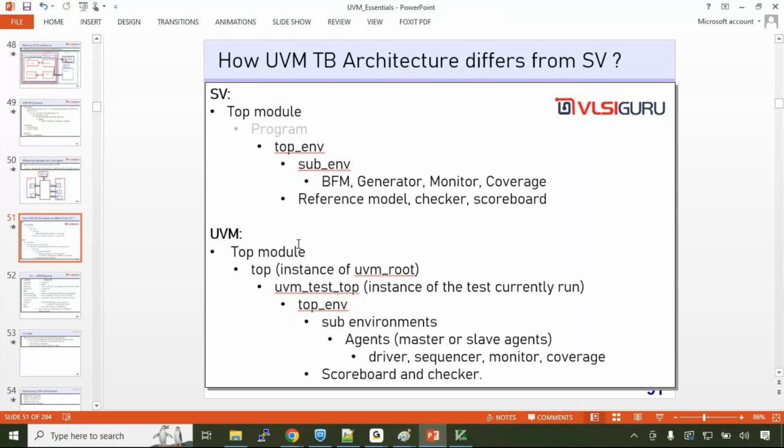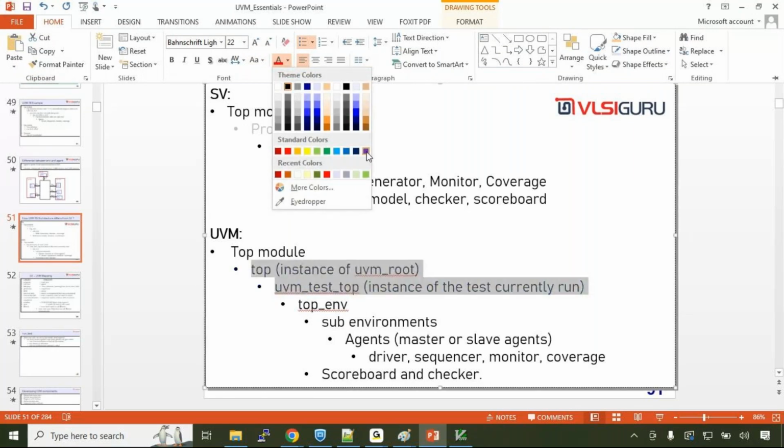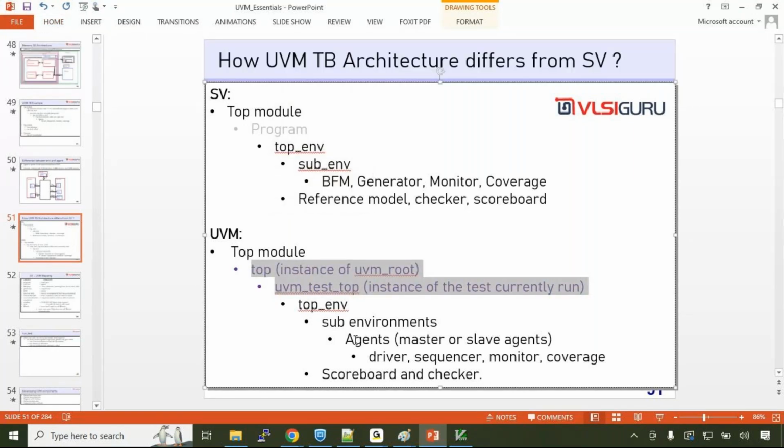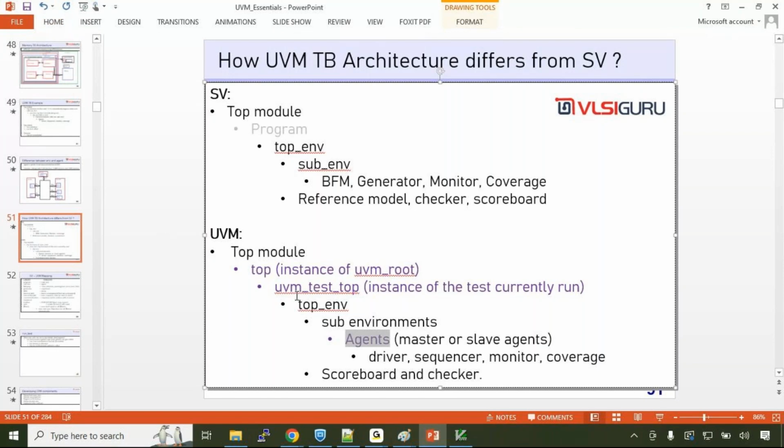When you come to UVM, below the top module, you have these two things which are different. Can you see the difference here? And the agents are the other difference. Instead of the program block, we are using root. Below root, we are using test top. And below the sub environment, we are using agents. Now, these can be master agent or slave agent.